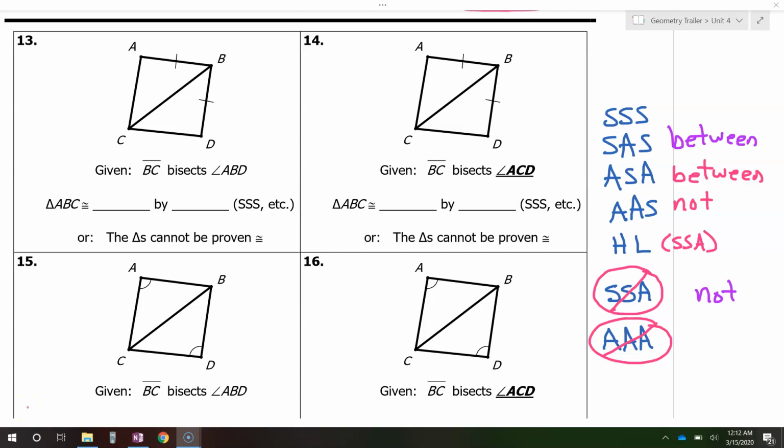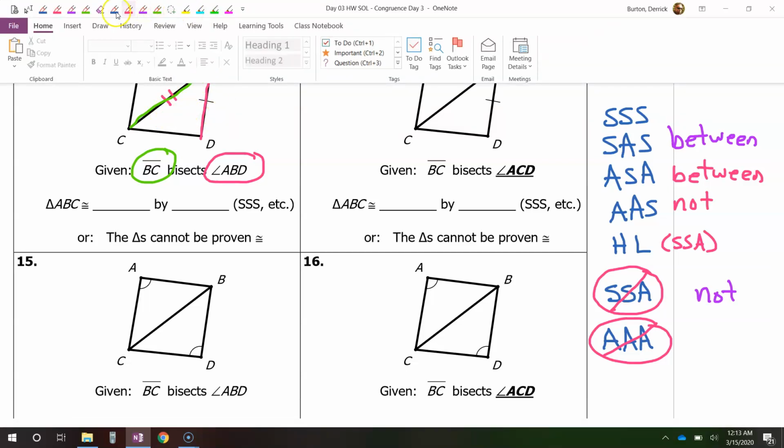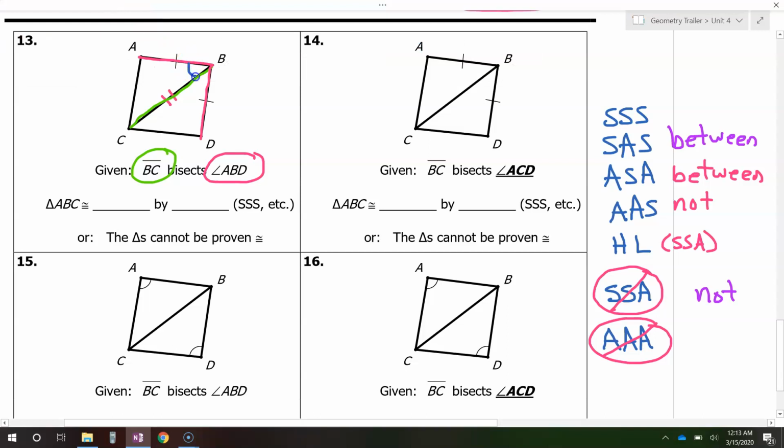Okay, number 13. We have a shared side right here. Let's go ahead and mark that. We have extra information. BC bisects angle ABD. You want to start with the second part. Angle ABD is right here. Then BC bisects that. So that means here's BC, and bisect means cut in half. So the green line is cutting the red angle in half. So that means that this side is going to be congruent to this side.